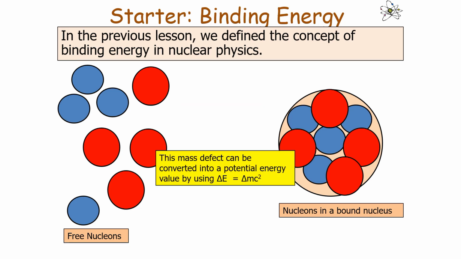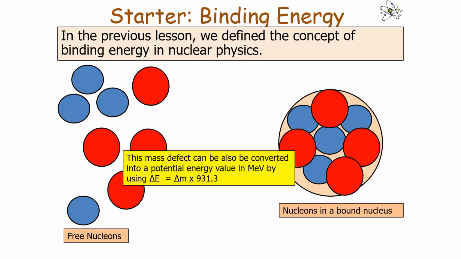Now this mass defect can be converted into a potential energy value by using our equation delta E equals delta m c squared. We can also convert it into a potential energy value in MeV by using our equation delta E is equal to delta m times 931.3, where our change in mass, our mass defect, is measured in atomic mass units or U.